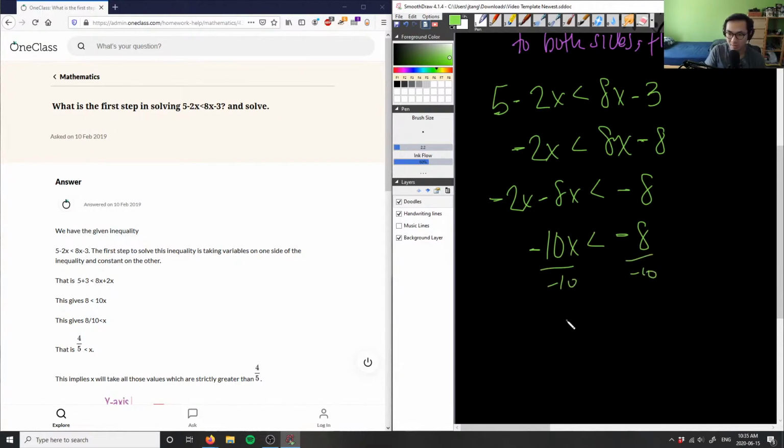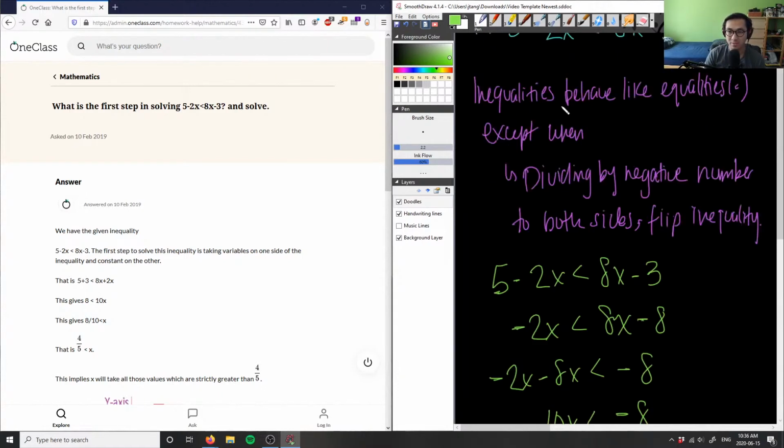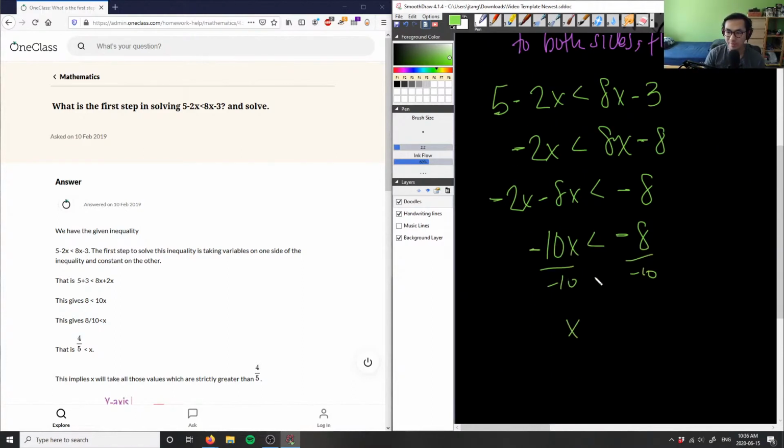So x here is going to equal, and again, this is when my exception happens. I'm dividing by a negative number, I'm dividing by -10. So this meets my exception. Inequalities behave like equalities, except when dividing by a negative number to both sides, we flip the inequality. In this case we're dividing by -10, which is a negative number. Therefore, we're going to flip this less than into a greater than sign, the same thing we do with our equalities, and then we do algebra.